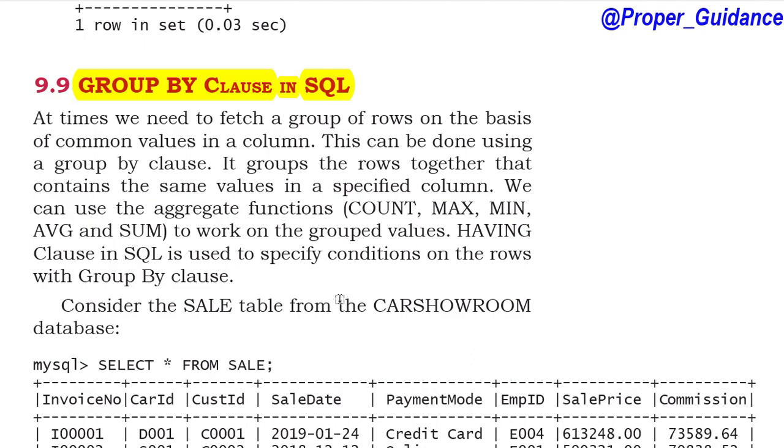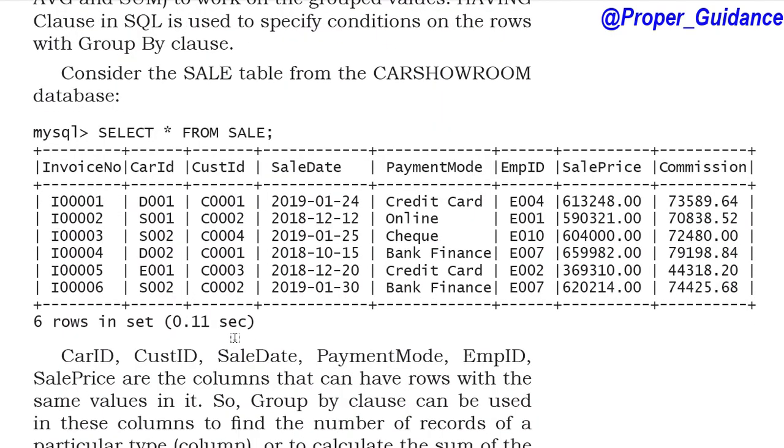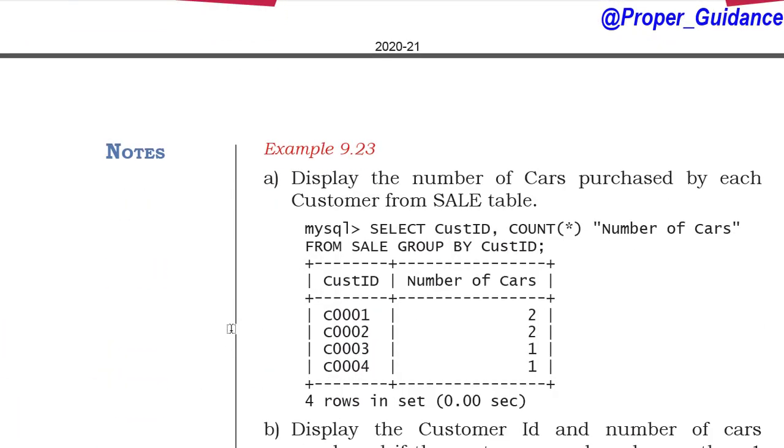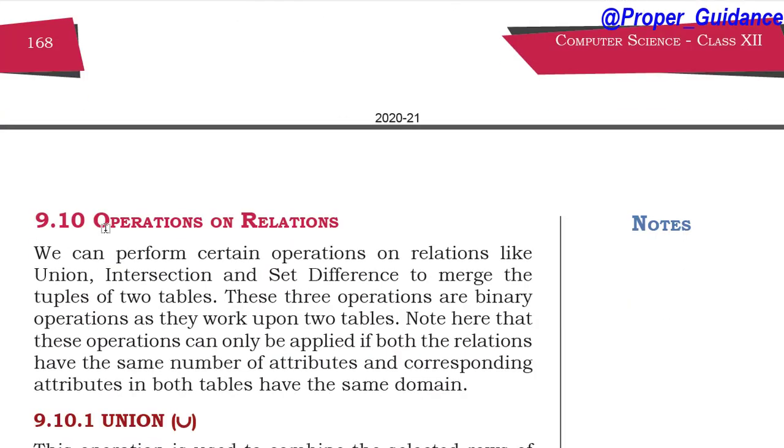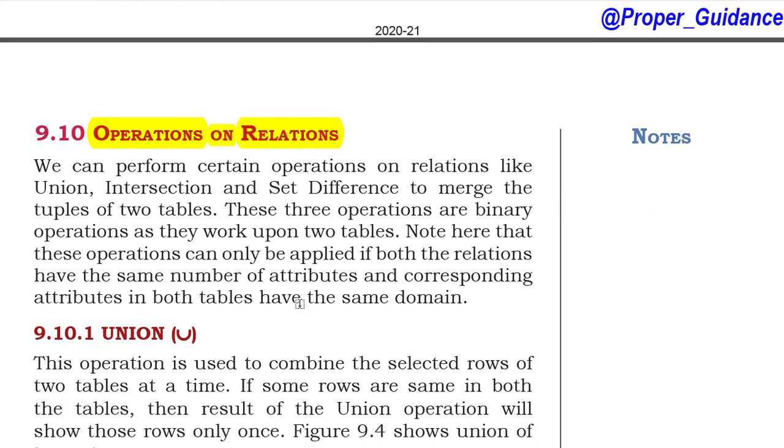Consider the sale table from the car showroom database. And here are different types of examples. Please go through them. After that, operations on relations. What are the operations used on relations?